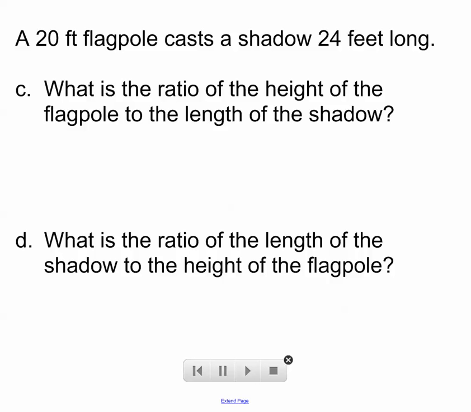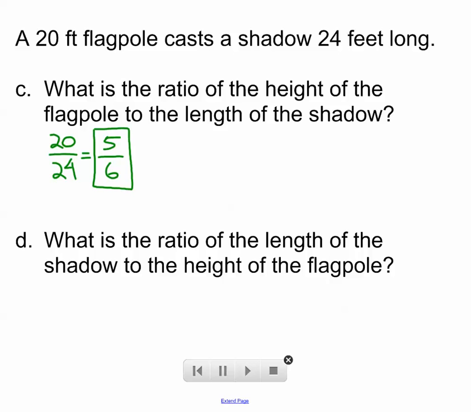A 20-foot flagpole casts a shadow 24 feet long. What is the ratio of the height of the flagpole to the length of the shadow? So height to length. Make sure you get those in the right order. Height is 20, length is 24, and it's in the order they come in the sentence here. Simplify that fraction. They're both divisible by 4.